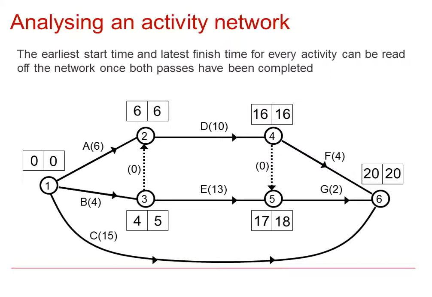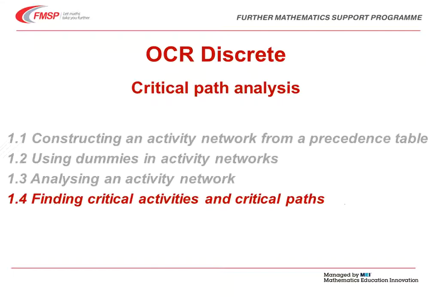Now that you've completed both passes, the earliest start time and the latest finish time for every activity can be read off the network. So for example, the earliest time that E could start would be time 4, and the latest time it could start would be time 5. In session 1.4, we will look at finding critical activities and critical paths.